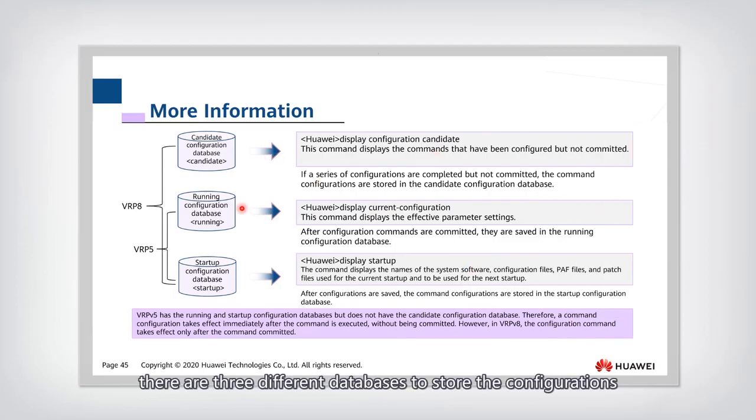There are 3 different databases to store the configurations. For example, we have the startup configuration database, which is used to save the startup configurations. We also have the running configuration database, which is used to save the current configuration. And also we have this candidate configuration database, which is used to save a potential configuration that is being edited, completed, but not committed. VRP5 only supports these 2 databases, but VRP8 supports all 3 kinds of databases.